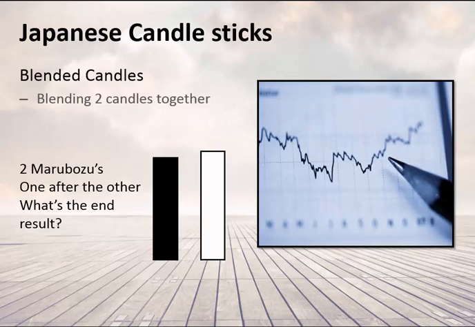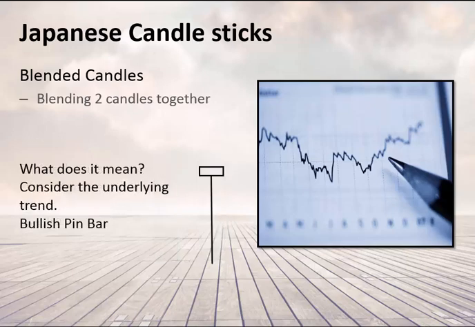Now, if we were to blend these two candles together, what would it look like? A bearish day followed by an extremely bullish day. So if we blend those two together, we're going to end up with what we would call a blended pin bar. So blending those two candles together, if you were to see that on a chart, then that would be a very bullish sign indeed.